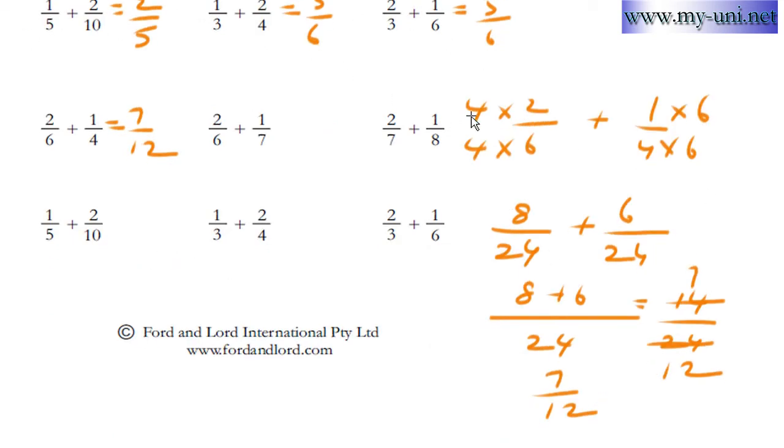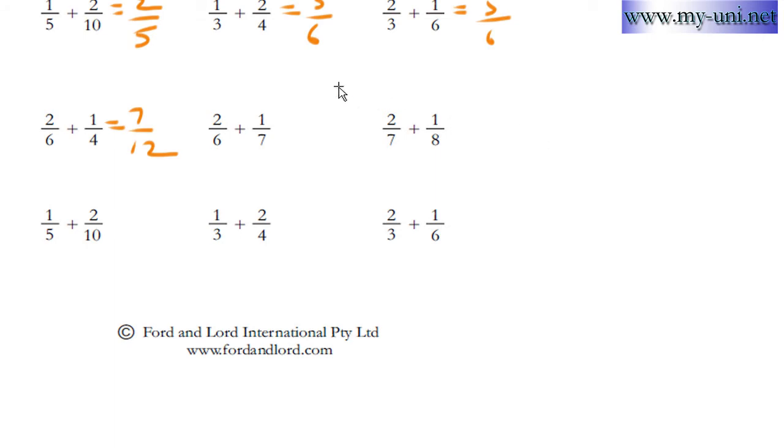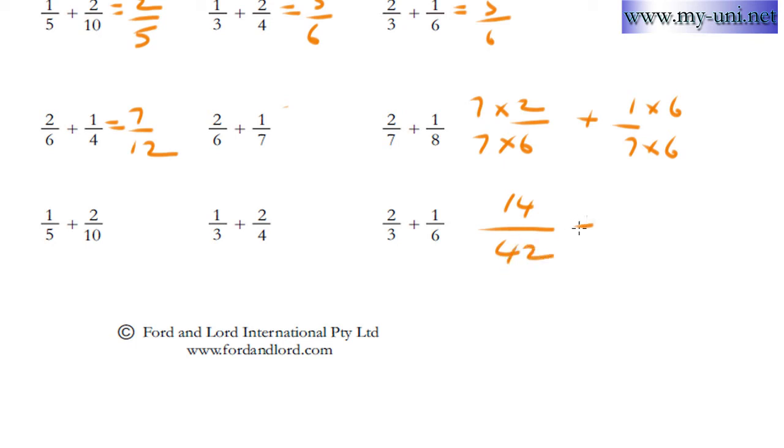The next one, 2 over 6 plus 1 over 7, this one here. So we multiply 7 by 6 and 6 by 7, and 2 times 7 and 1 times 6. So 7 times 2 is 14 and 7 times 6 is 42, plus 1 times 6 is 6 and 7 times 6 is 42. The denominators are same now.